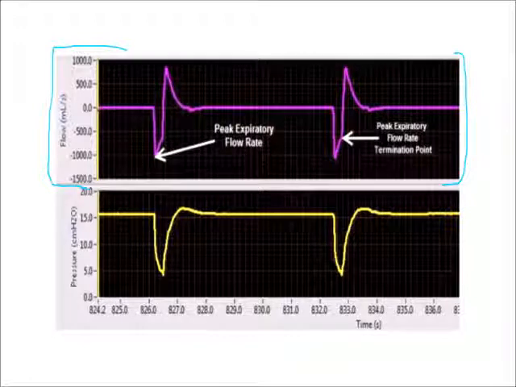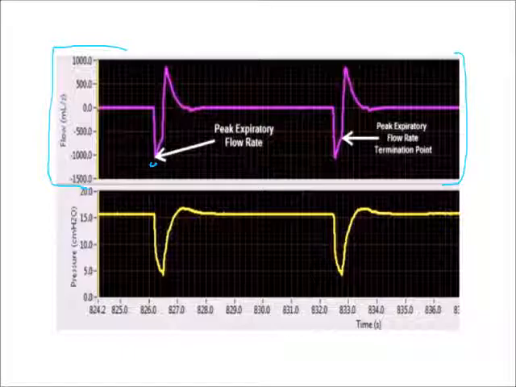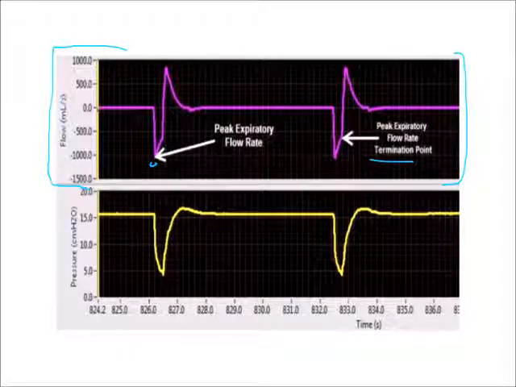So one is the peak expiratory flow rate, and this arrow points to the peak expiratory flow rate. And the other thing here is the peak expiratory flow termination point. And this shows you where the flow is terminating here before it rises again.